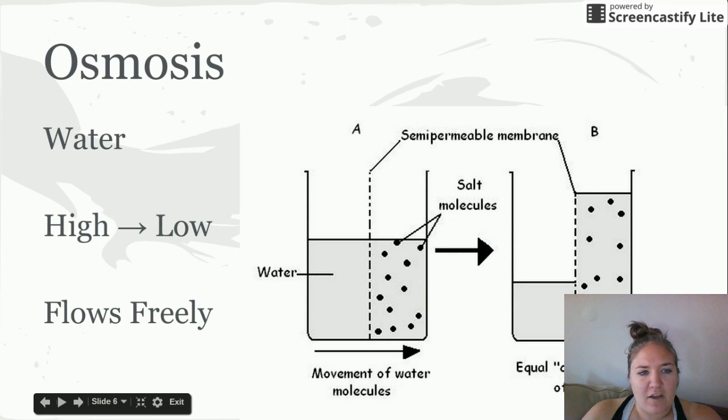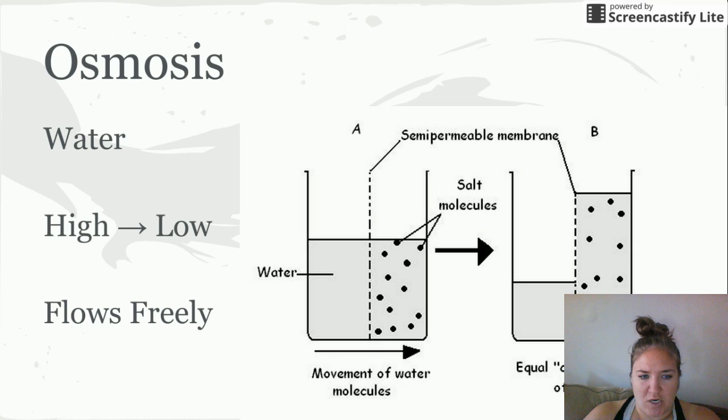When we're talking about osmosis, we're specifically talking about the concentration of water. This also moves from high concentration to low concentration, and it flows freely across the membrane. So if we have this beaker set up with a semi-permeable membrane, and one side has a lot of salt molecules, it means there are not a lot of free water molecules not bound to the salt on that side.